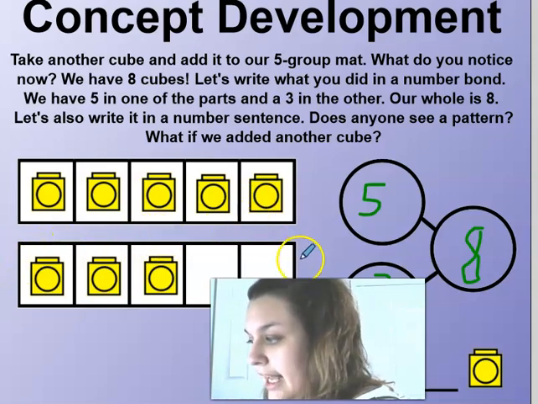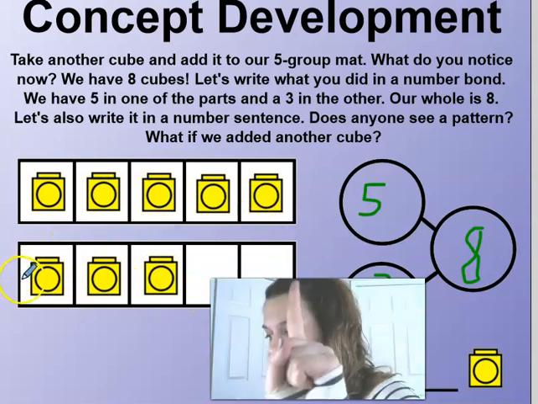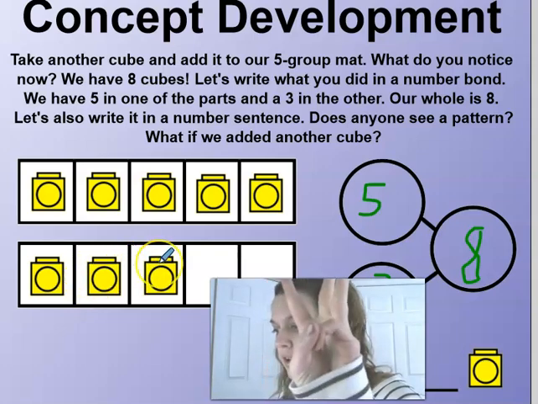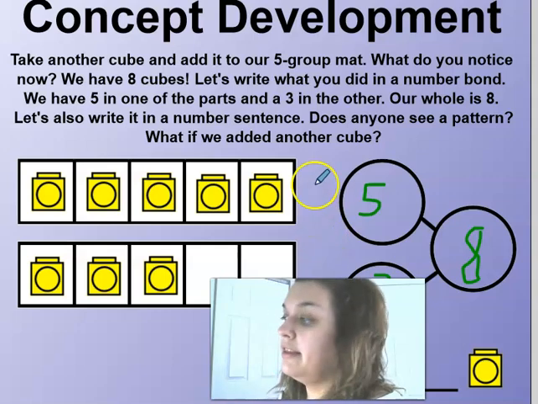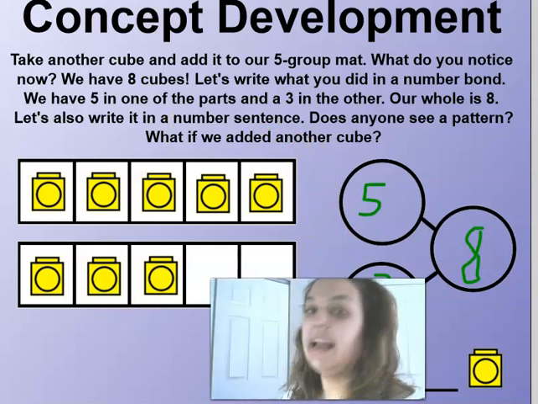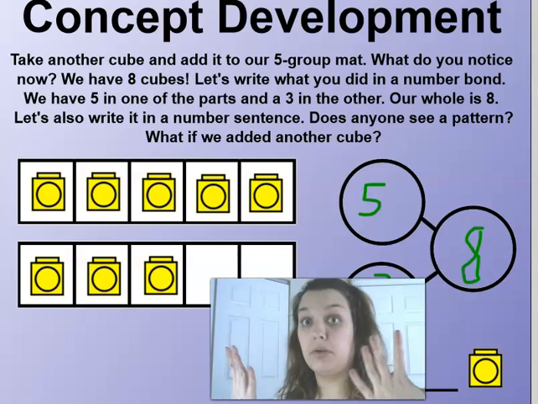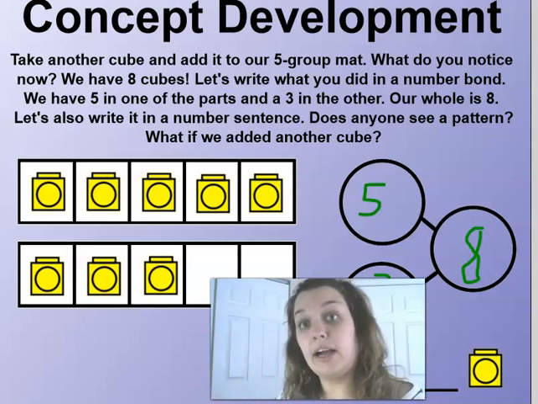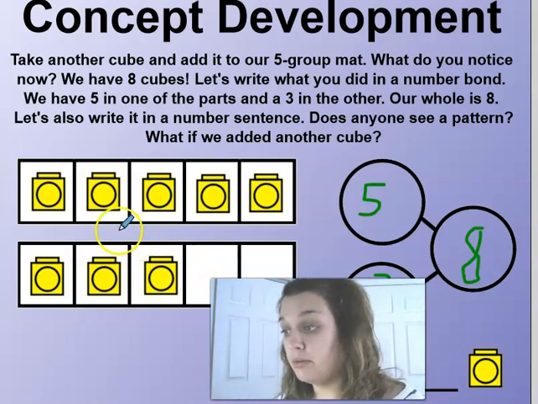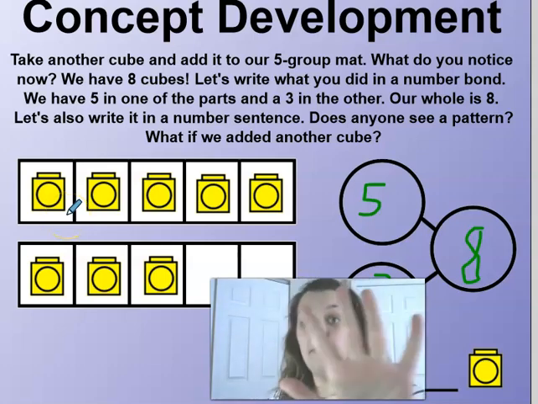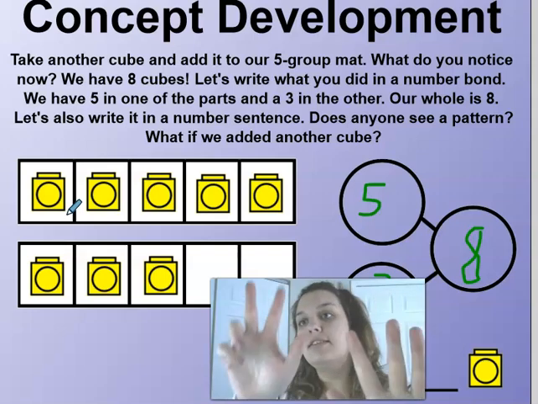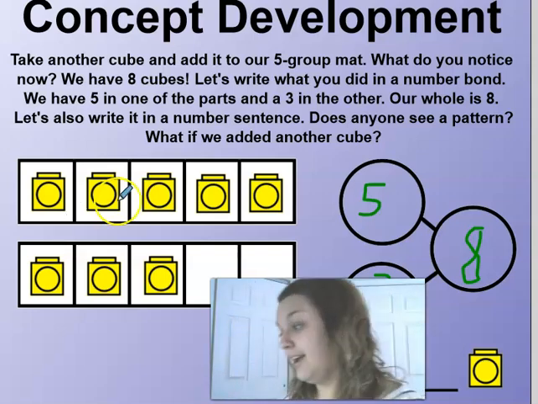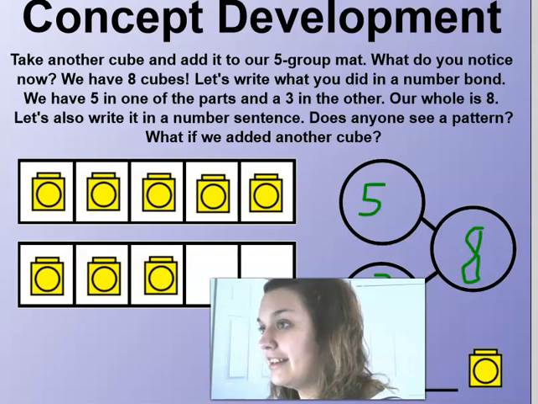Then I went down here and I had to count. So I went 1, 2, 3. And I filled in my other part. And then to get my whole, I did it on my fingers because I'm really quick on my fingers rather than point and count. But you can touch count all the cubes. But I did it on my fingers. I put up 5 and I put up 3 and I went 5, 6, 7, 8. And that's how I got my whole of 8.